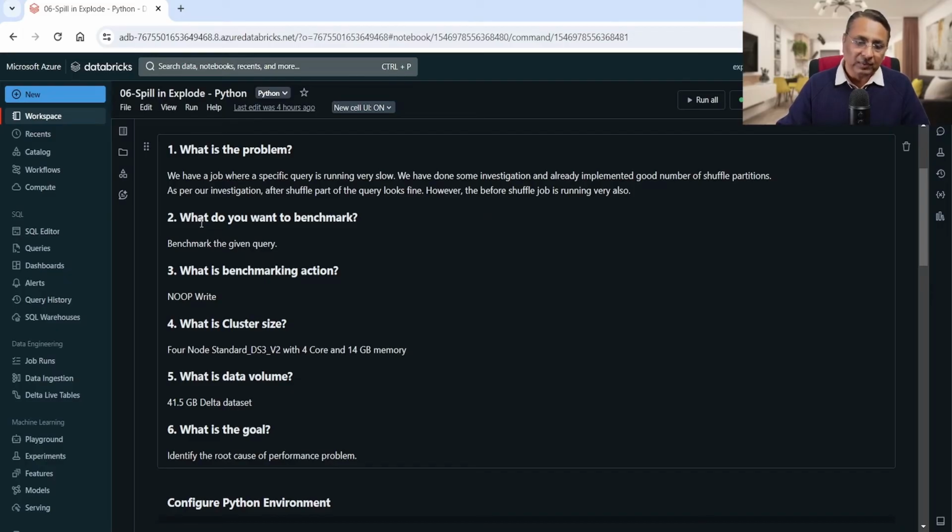So that's the objective. What do we want to benchmark? Benchmark the given query. I took that query from the job and created this benchmarking notebook, and we will be using this notebook to understand what is going wrong.